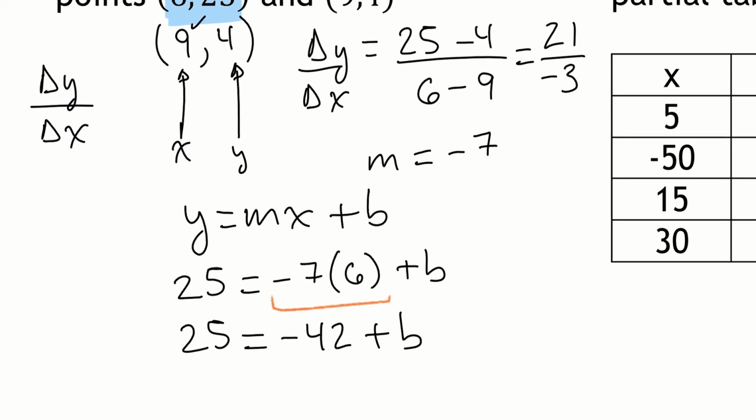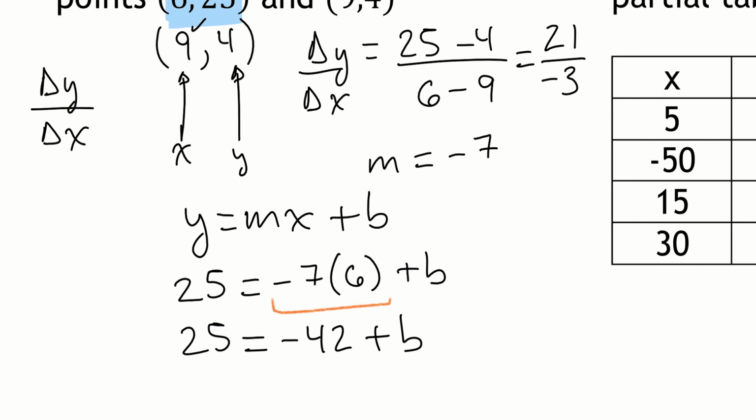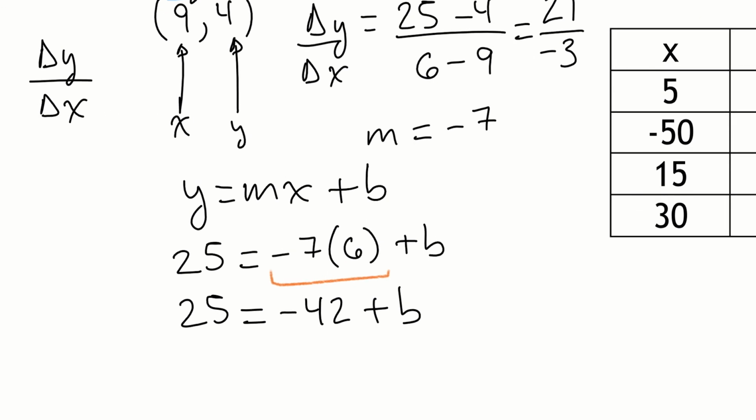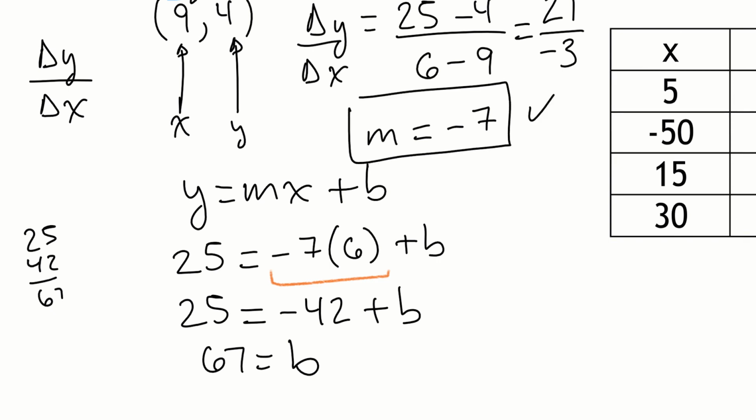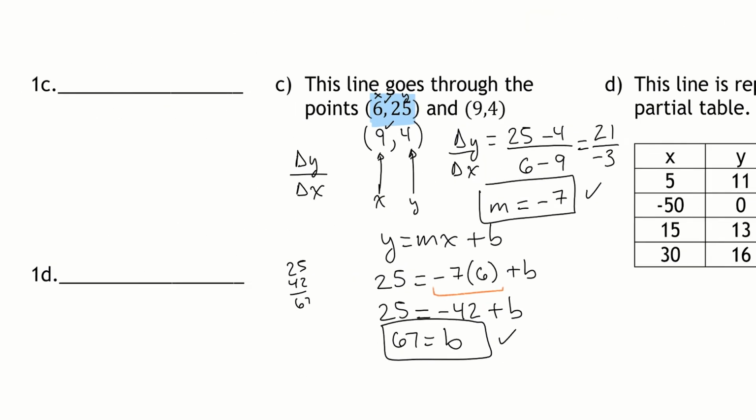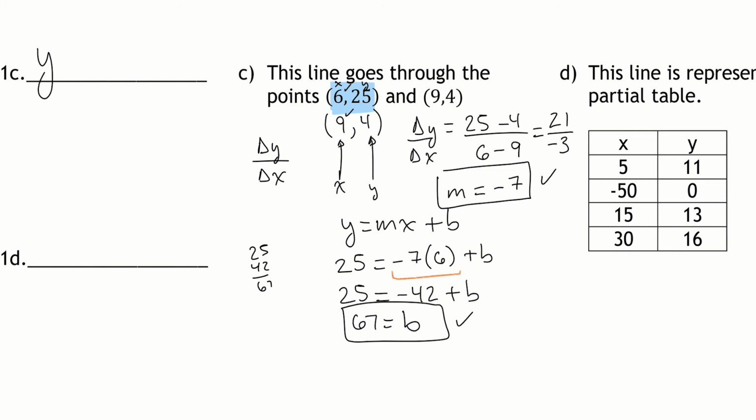So I'm going to add 42 to each side to get what b is. If I take 25 and add 42, it's going to give me 67. So the number 67 is my other parameter, my y-intercept parameter. If I look closely, I know my slope parameter, check. I know my y-intercept parameter, check. So now I can write the equation for this line, and it is y is equal to negative 7 times x plus 67.